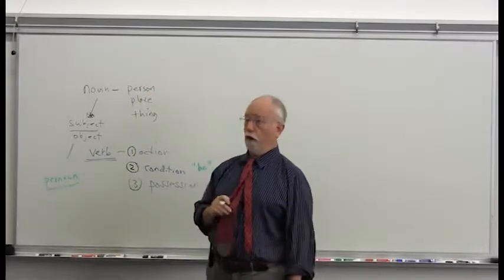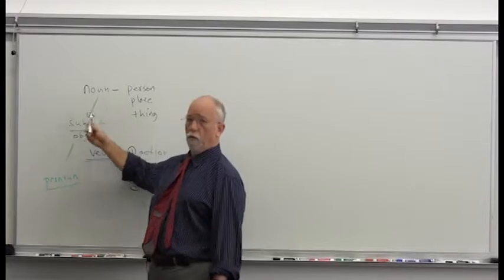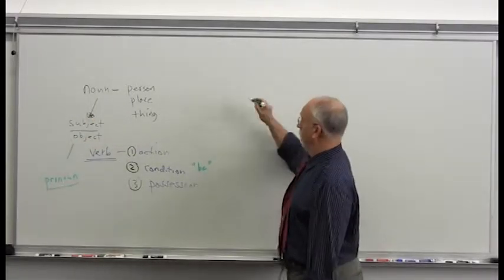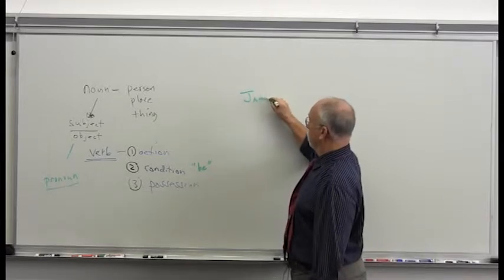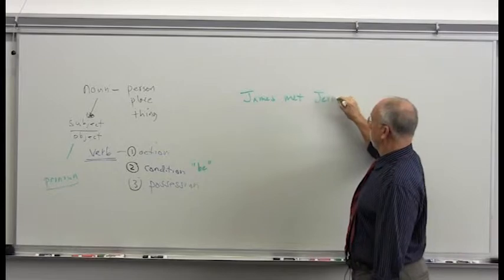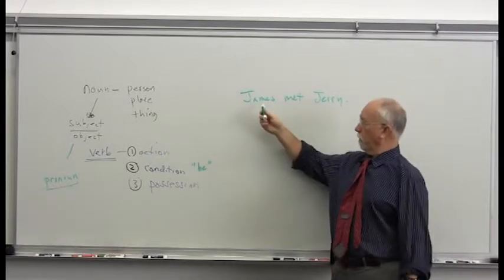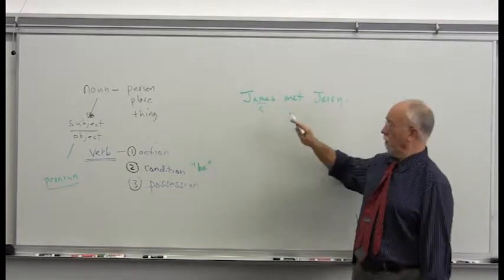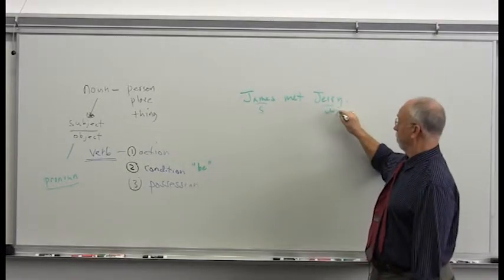So we use pronouns to replace the noun once the noun has been identified. For example, we could say James met Jerry. So here we have a noun, and here we have a noun. This is our noun subject. This is our noun object.